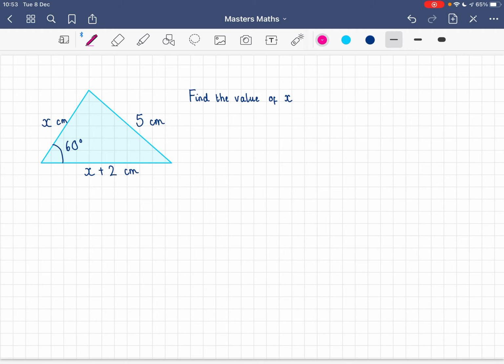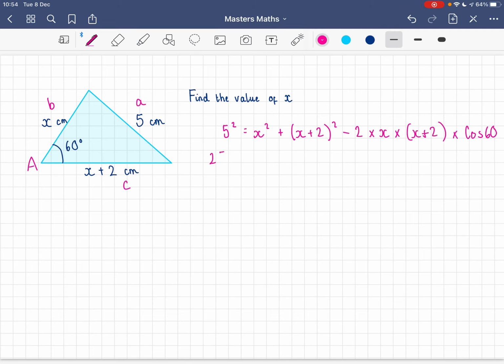I'm going to use my first form of the equation. So I'm going to call this a and this little a. And then this is going to be b and this is going to be c. And I'm going to put everything into the formula. So I have 5 squared is equal to x squared plus (x plus 2) squared minus 2 times x times (x plus 2) times cos 60. And I'm going to go through how to simplify that very, very slowly.